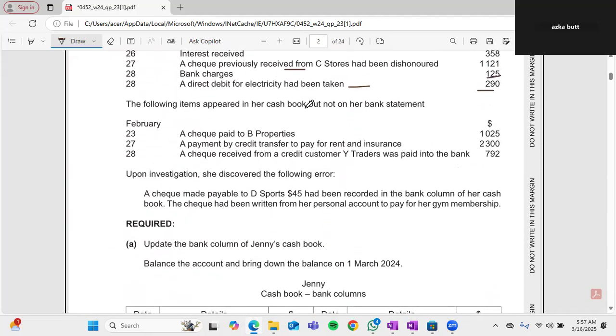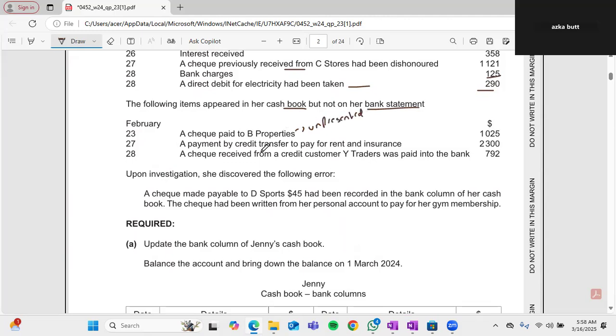Okay, so the following items appear in her cash book, not on her bank statement. So what is this? Check paid to B properties, 1025. It means that you have given the check to B properties, but it hasn't appeared on the bank statement. So it means that these are unpresented checks.